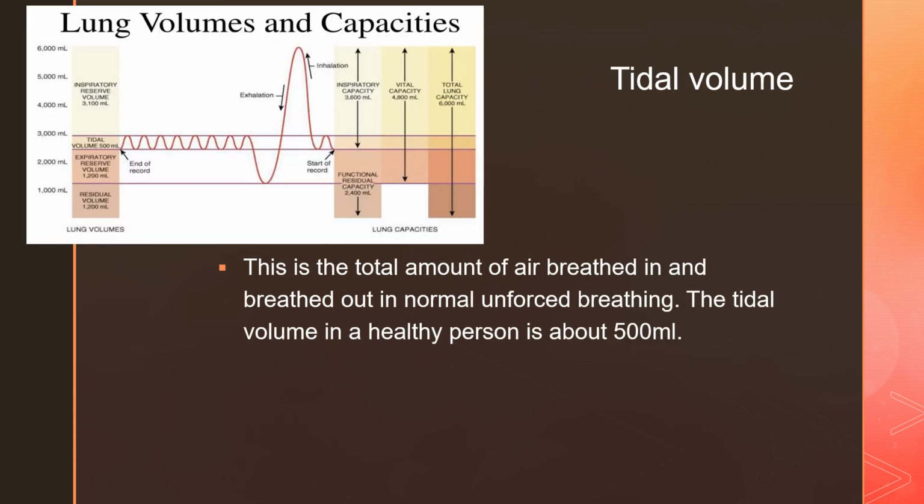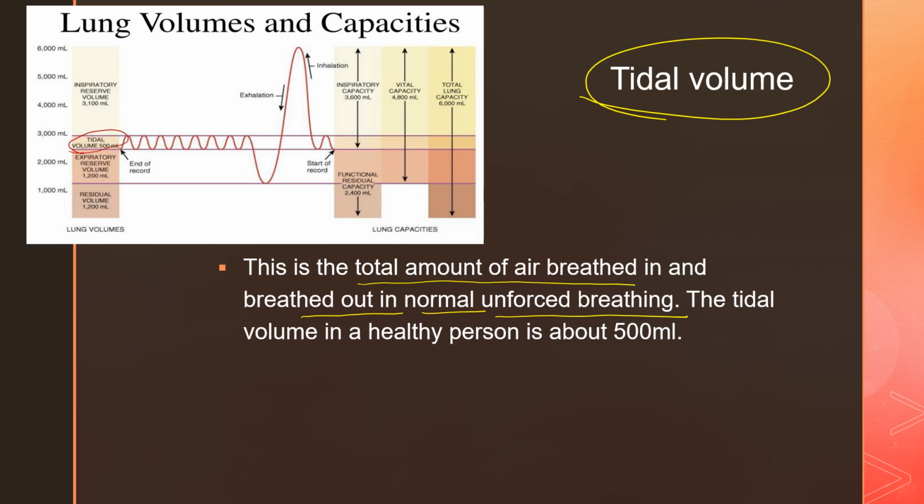Now first, we will deal with what is tidal volume. This is the total amount of air breathed in and breathed out in normal unforced breathing. Suppose you are just breathing in and breathing out normally. Now just follow this graph. This is the tidal volume, the normal inhalation and exhalation.